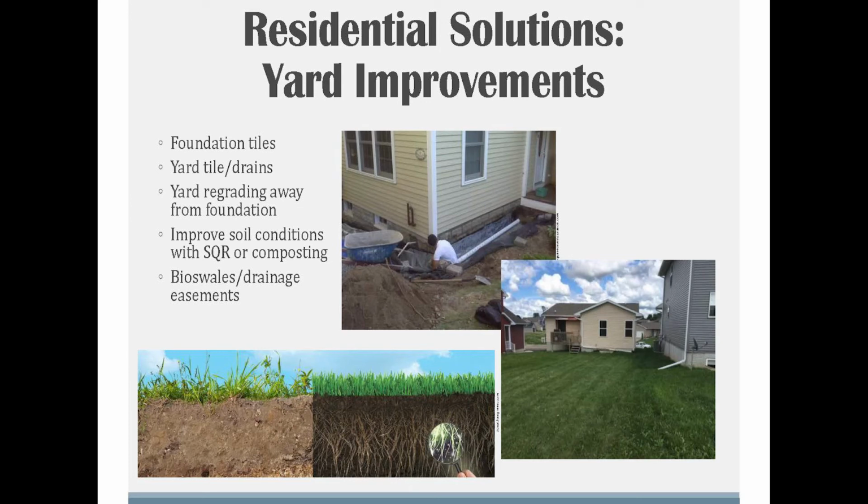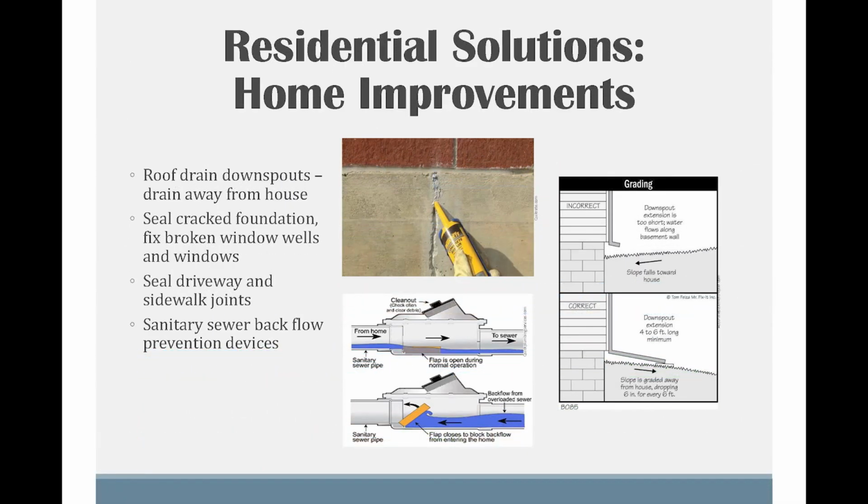Another option is doing bioswales or maybe drainage easements. If you've got water coming from neighbors, you could come up with a swale or something that you could put between the properties to allow the water to flow through instead of directly at your house. Just do some simple home improvements, making sure that your downspouts drain away from your home. You can see in the picture on the right, if it all slopes towards your house, that water has nowhere to go. So it's essentially just sitting there and getting into your foundation.